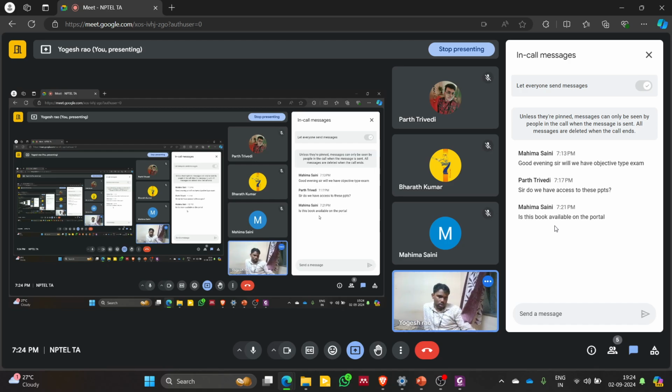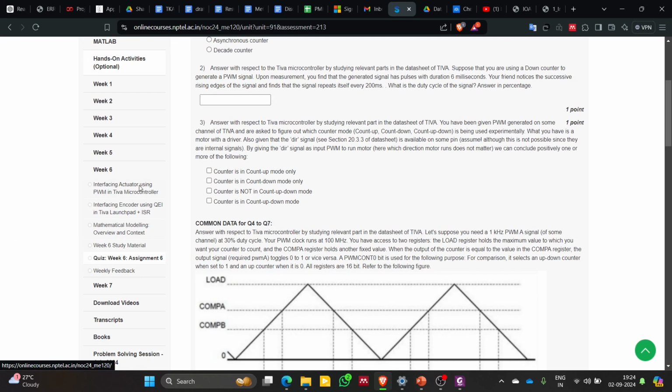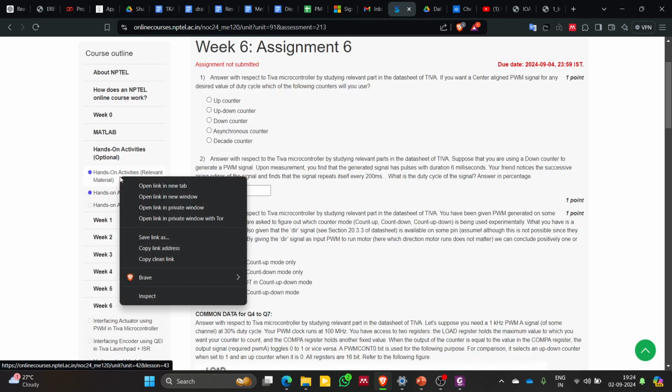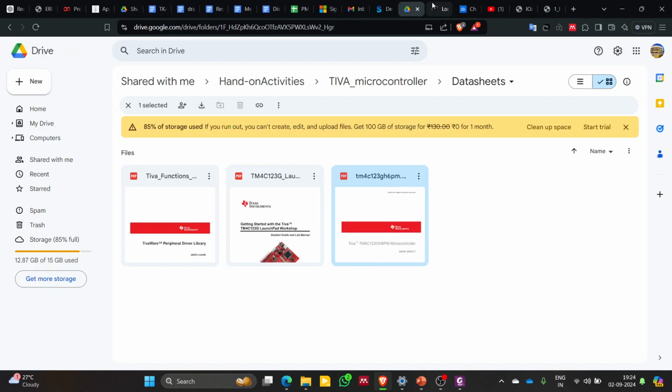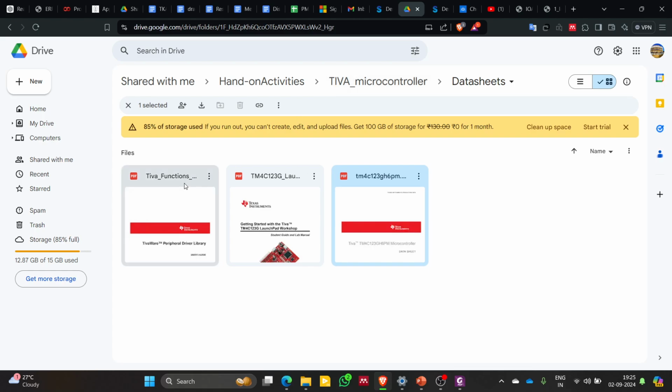Mahima, this is not a book actually, it's a data sheet. It's available. I've already told you at the start of the class, I think you joined very late. Do we have access to it? Yes, you have access to it. I will show. These data sheets are available in hands-on activities. Click on hands-on activity and you will get this.